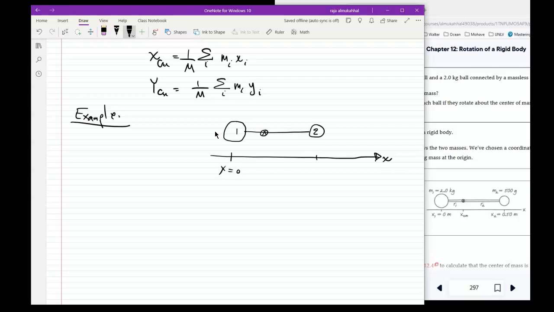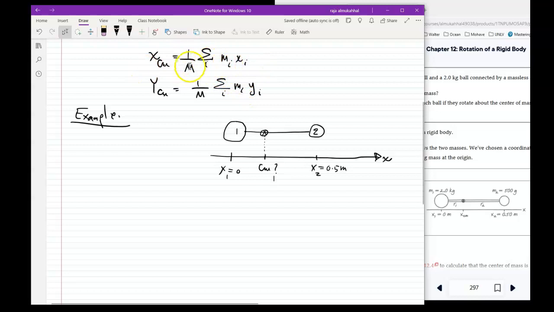And the ball number 2, I'm going to call that x1, and this is x2 equals 0.5 meter, okay? And I want to know the location of the center of mass, which is somewhere here. Where is it? So how do we do it? Well, here is the formula. This is for the x-coordinate. This is for the y-coordinate. As you can see, this one is just along the x-axis, so we're going to ignore the y-coordinates. I'll give you another example where we're going to use the y and x-coordinate.